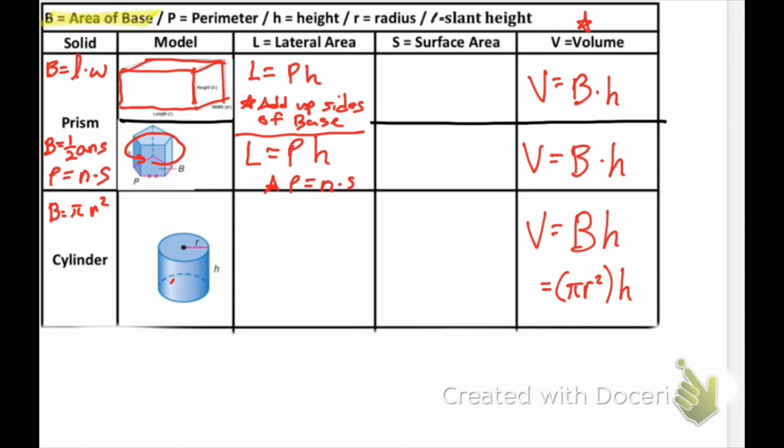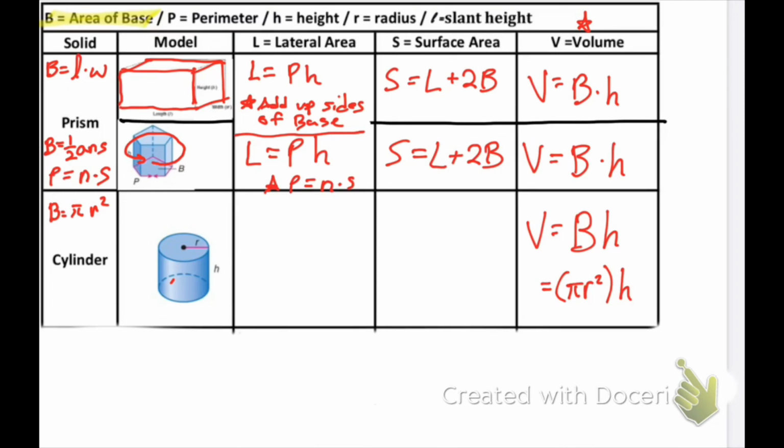Now to calculate the surface area, the lateral area and both bases, the surface area is just going to be equal to the lateral area plus 2 times the area of the base. Since I have the top and bottom base, I'm just going to take both bases and add it to the lateral area.